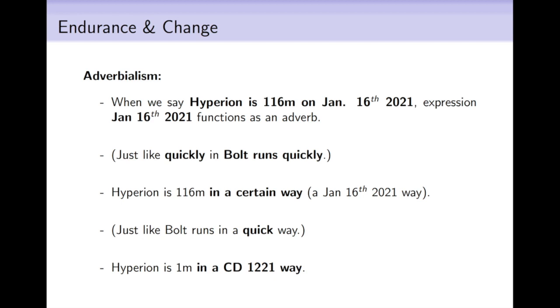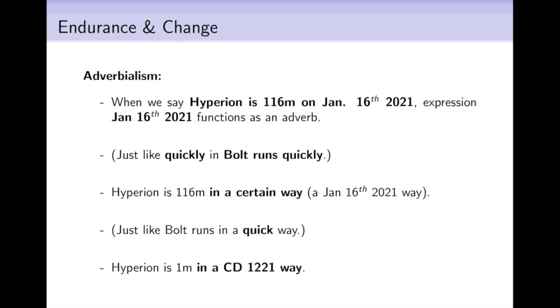So what does that mean? Well, a simpler, less controversial case would be the word quickly in "Bolt runs quickly." Quickly is an adverb. It's modifying the verb, right? The verb to run. Quickly modifies the verb because it indicates in what manner Bolt runs. He doesn't run slowly, he runs very quickly.